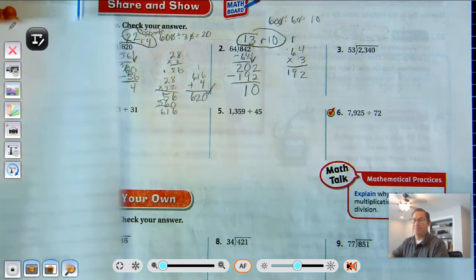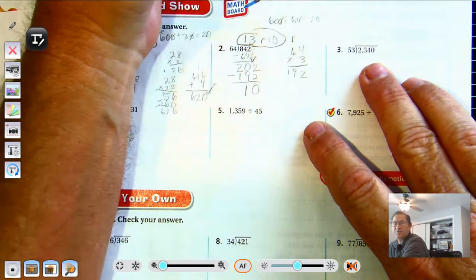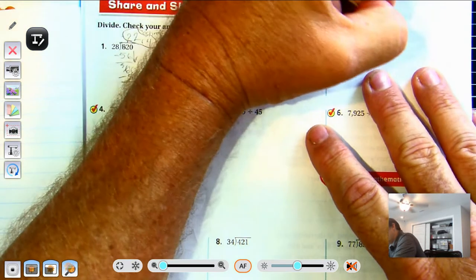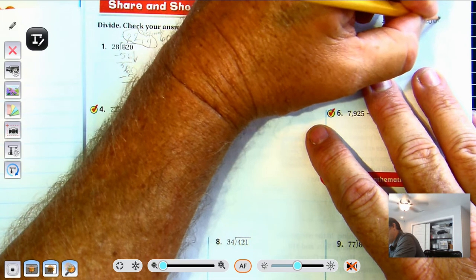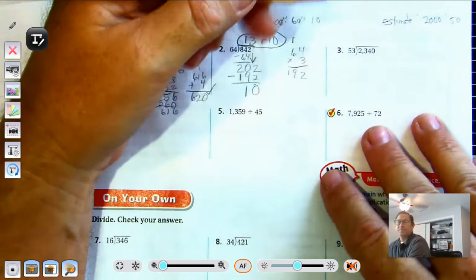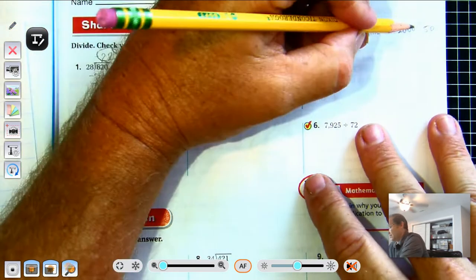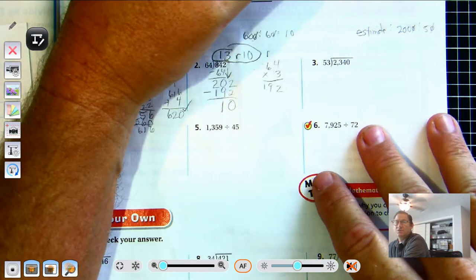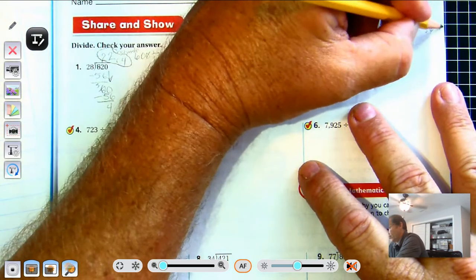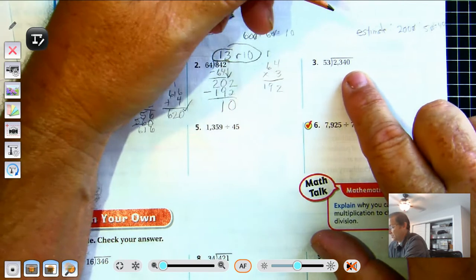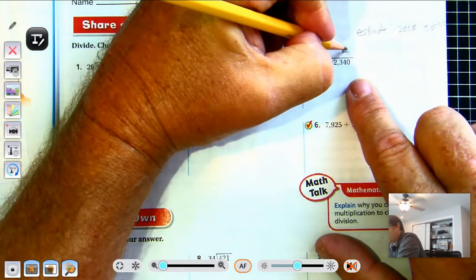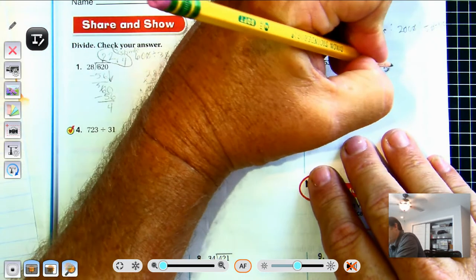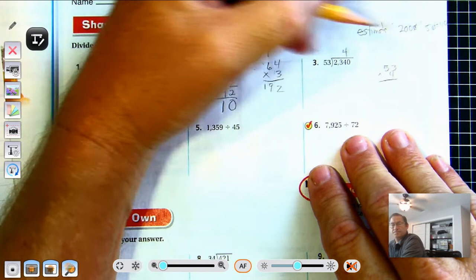All right, number 3. 2,340. My estimate will be 2,000 divided by 50. Cross out the end zeros. 200 divided by 5 is 40. So my first digit should be in the tens place. And I'm going to try 4. 53 times 4.